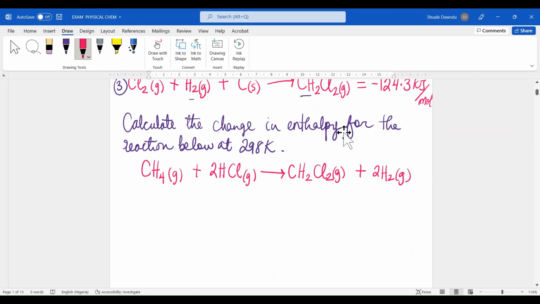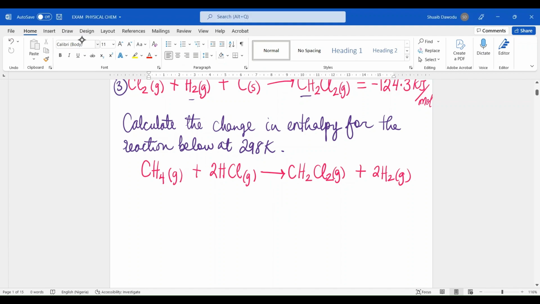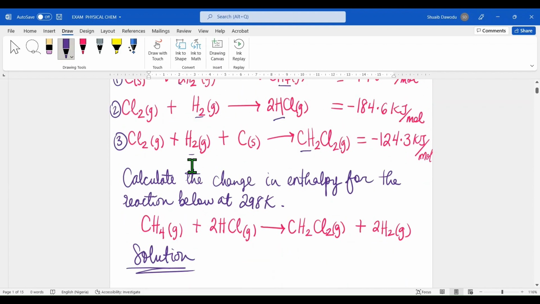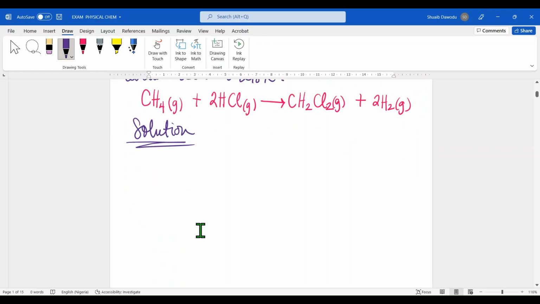So we're told to calculate the change in enthalpy for the reaction below, which is CH4 plus 2HCl gives you CH2Cl2 plus 2H2 gas. The first thing you have to do when you have a question like this is focus on the general equation, or the main reaction that we're asked to solve for. To do that, we are going to focus on each major molecule. The major molecules are the molecules that don't come more than once in the reaction. Let me explain it step by step.